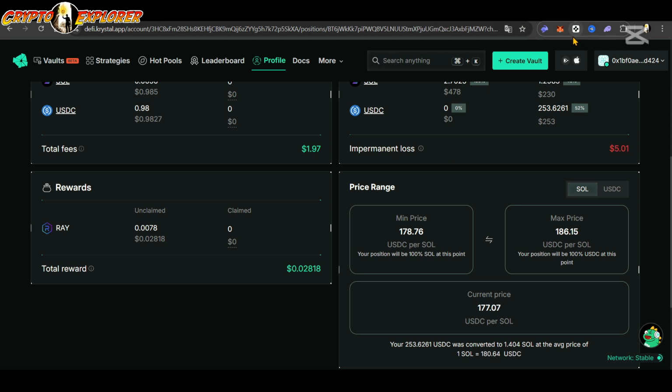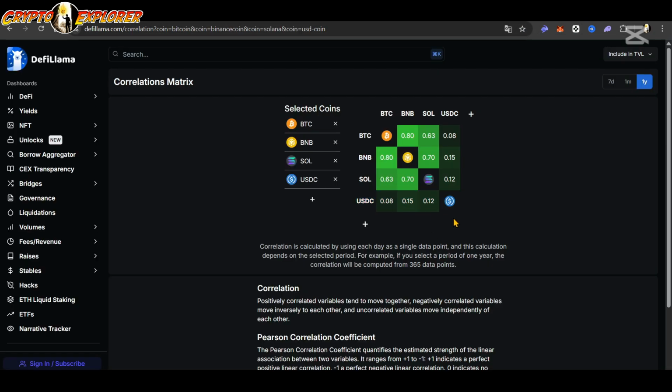So let me show you on DeFi Llama real fast. So when we look at this matrix for the past year, we see that USDC paired with Solana, it's not the best. It's above 0, which is still good. I mean, the worst case scenario would be -1.